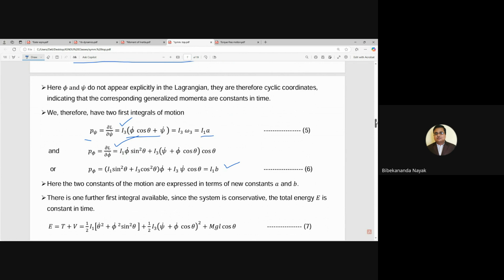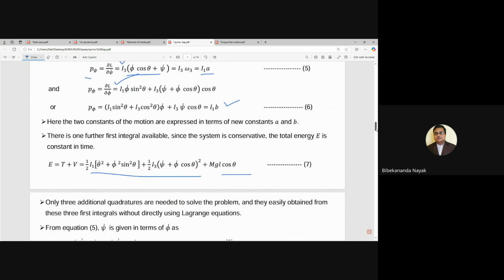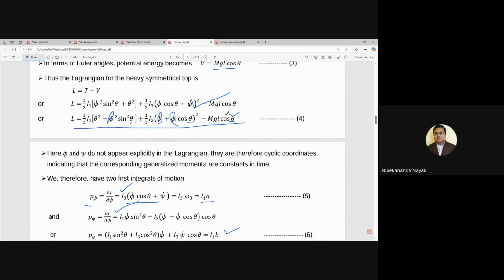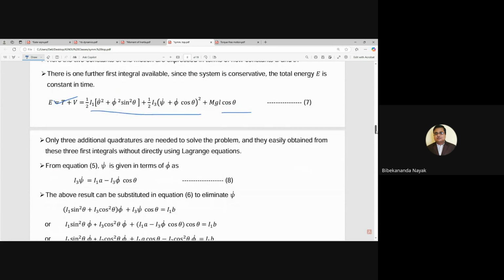Now the total energy, or you can say the Hamiltonian, can be written as T plus V: kinetic energy plus potential energy. If the Lagrangian also does not contain time, then E is also a conserved quantity. We know if time is cyclic, then E is a constant. Only three additional quadratures are needed to solve the problem, and they are easily obtained from the first integrals. There are three constants; we need three more constants. That can be achieved from equation 5.